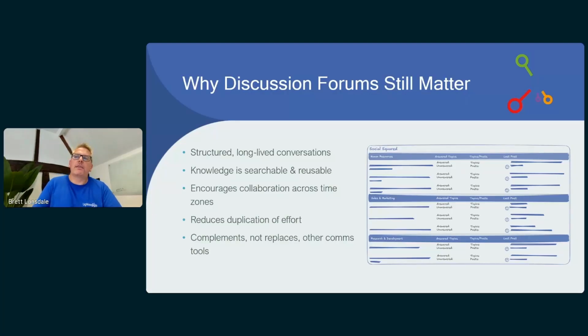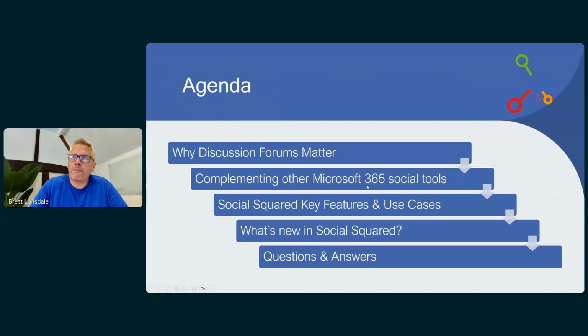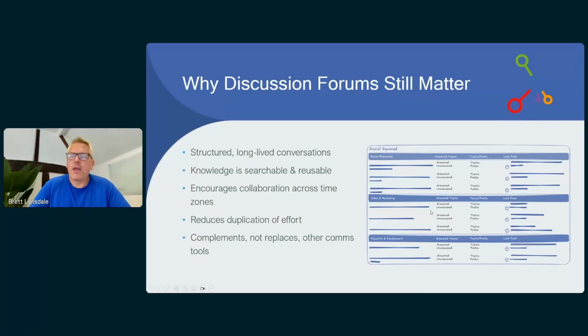And it tracks the right type of questions because of the structure. So what you'll see here on the right-hand side is just an example of Social Squared and how that can be structured. This is a departmental example where we've got human resources, sales and marketing, research and development. In each of those different forum groups will be different forums covering different areas of human resources and different areas of sales and marketing. So we might have conferences under marketing, for example, and we may have pay-per-click advertising under there also.